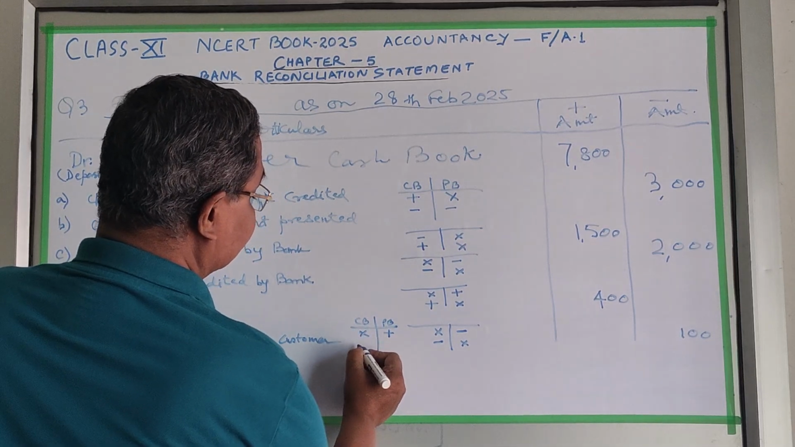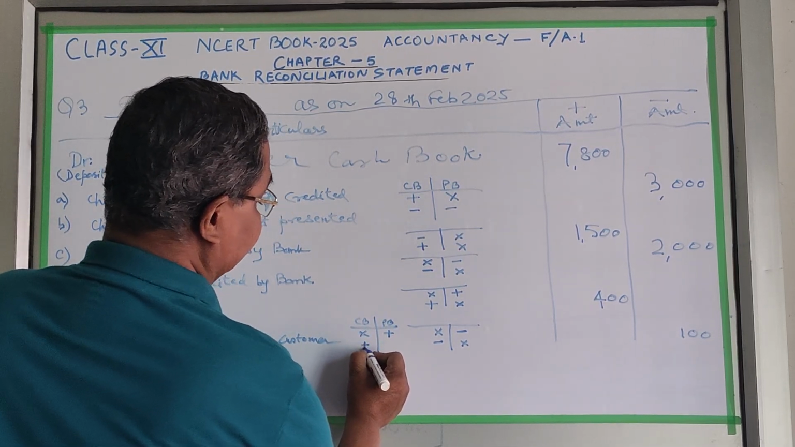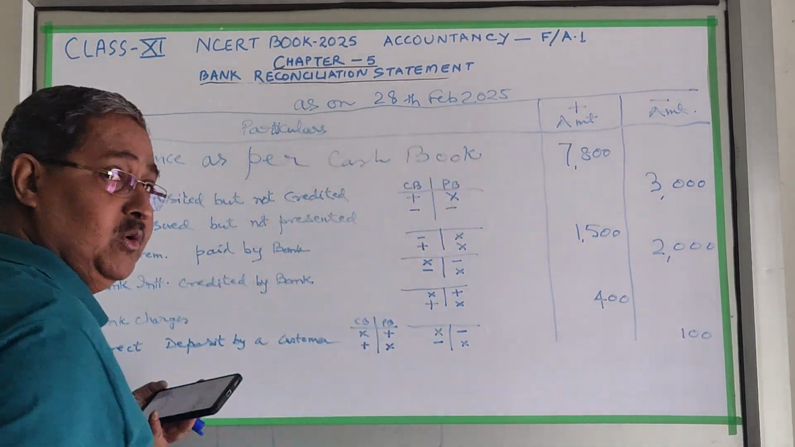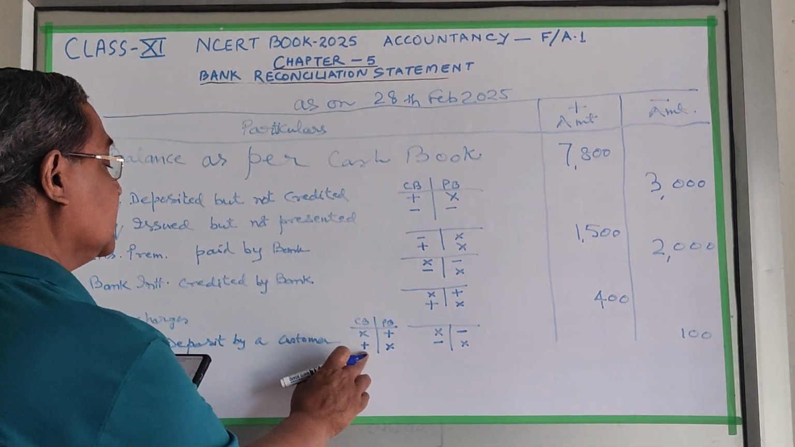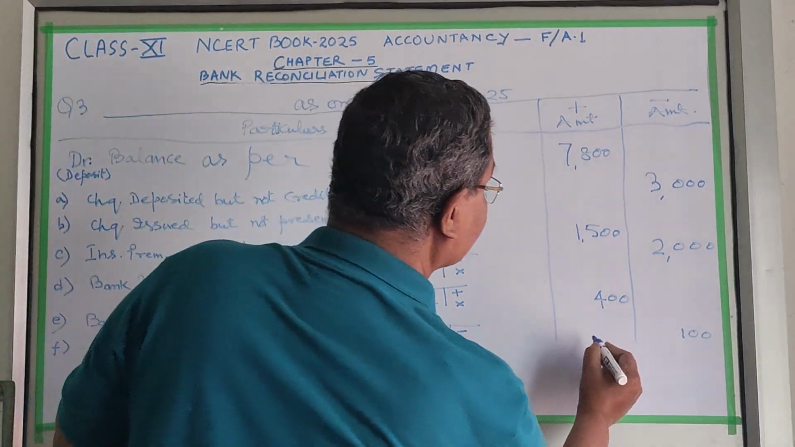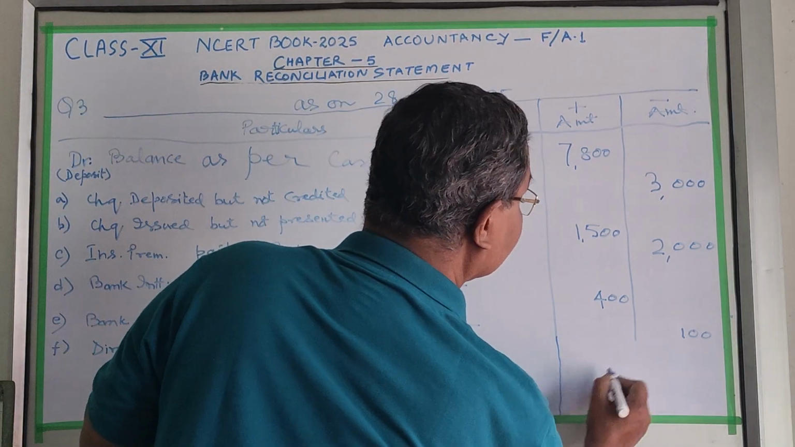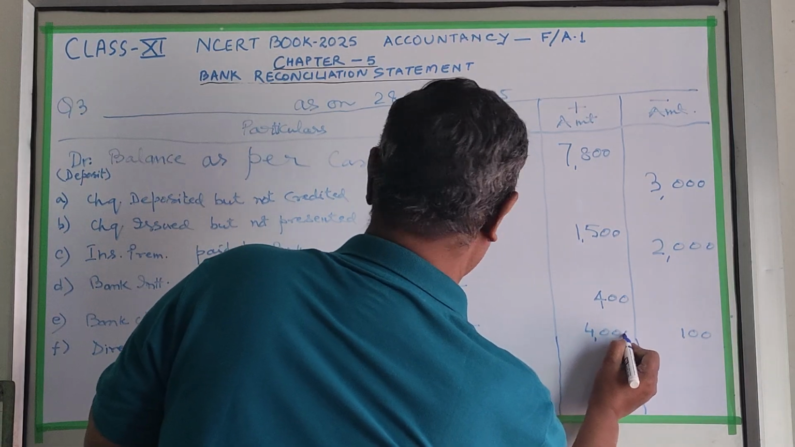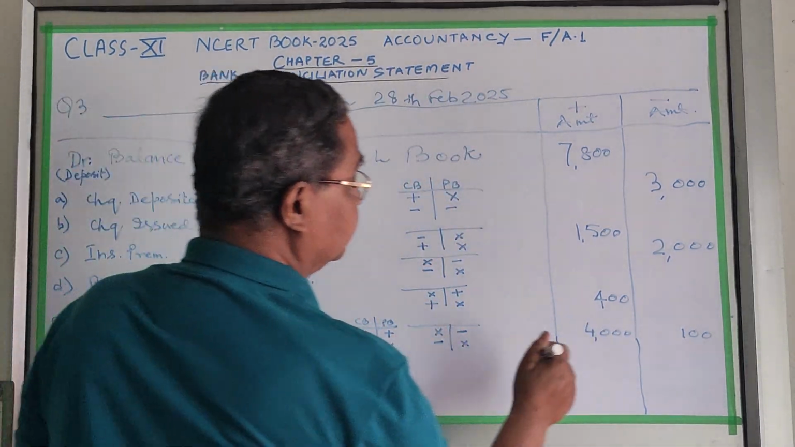So what correction should he do? He should also increase it. In the bank you cannot suggest anything because it is as per the cash book. So what should he do? He should also increase the balance. So here, which column should it come to? It should come to this column, 4,000, the plus column. It should come to the plus column.